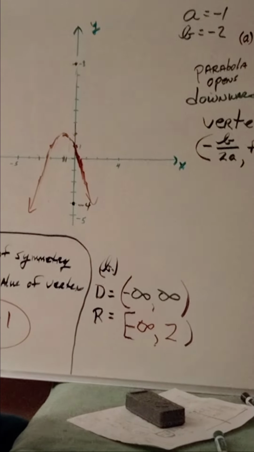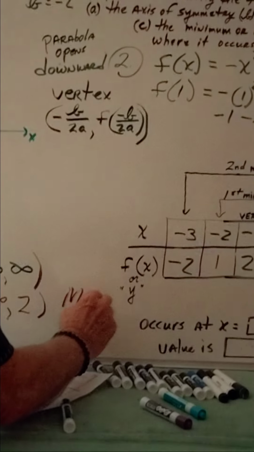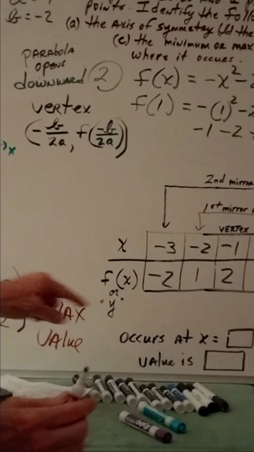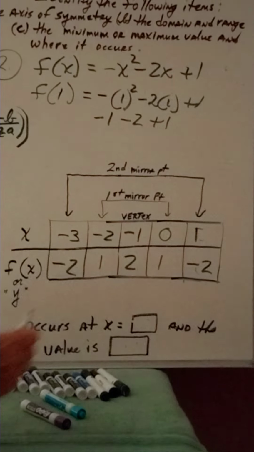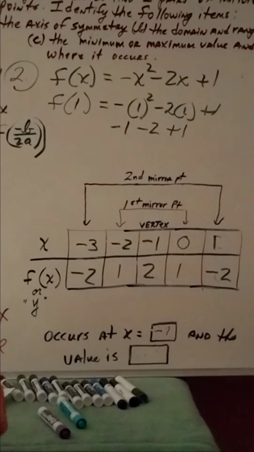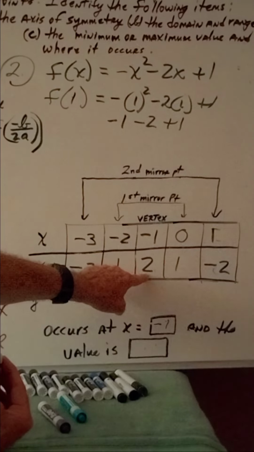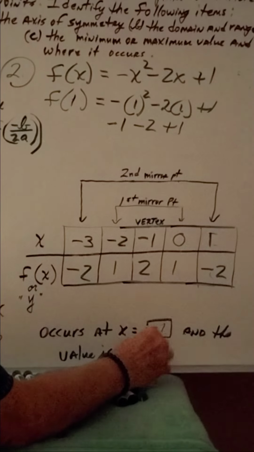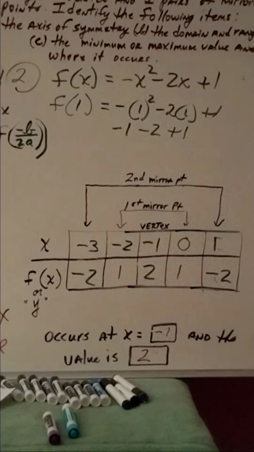Finally, this parabola has a maximum point. So we want to identify the maximum value. And the maximum value occurs at x is equal to whatever the x value of the vertex is. It occurs at x is equal to -1, and its maximum value will be +2, the range value or the y value of the vertex, and there would be the final situation that we had to come up with and get.